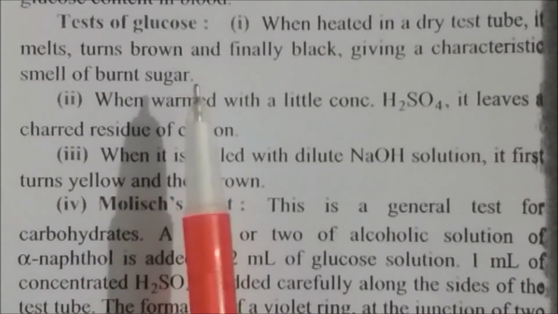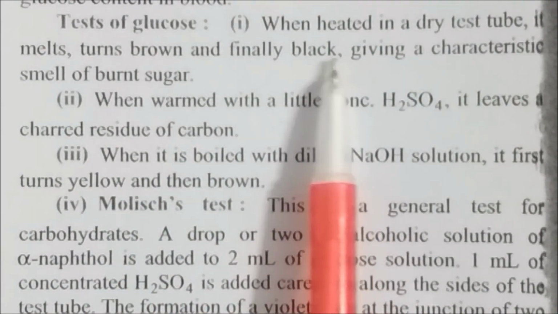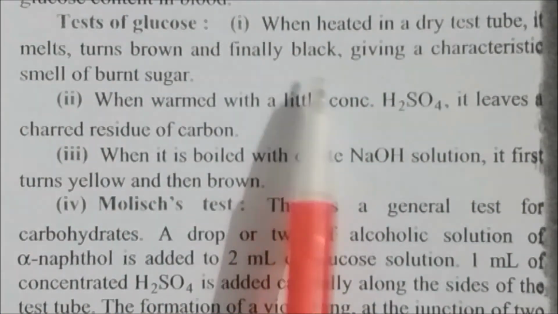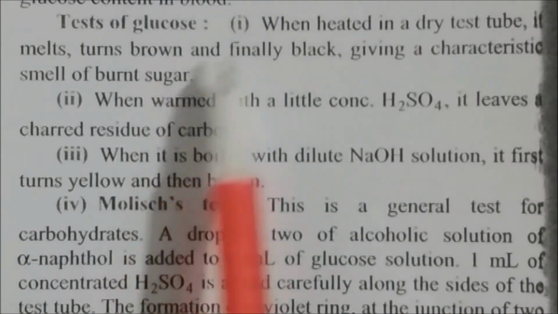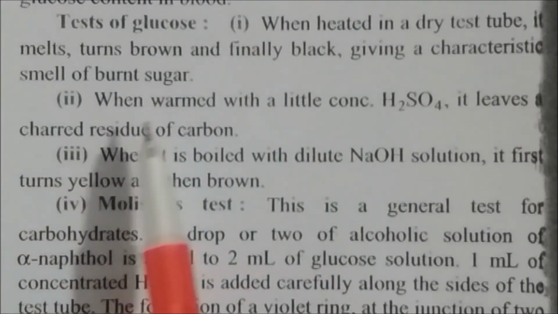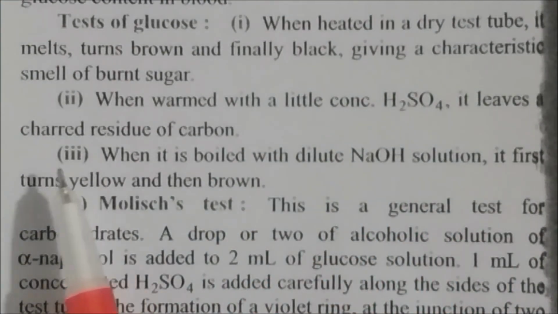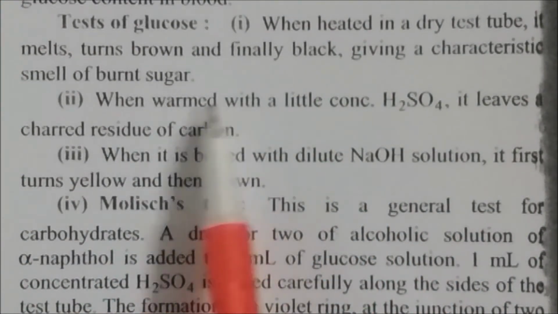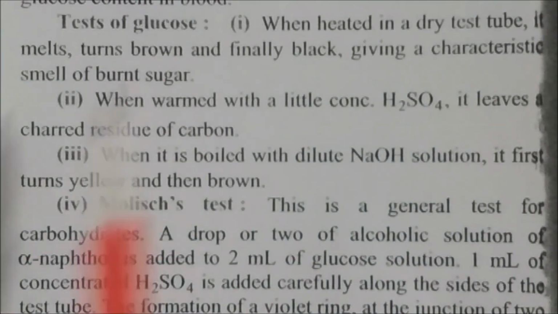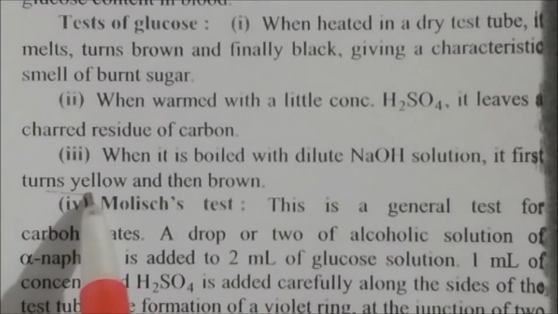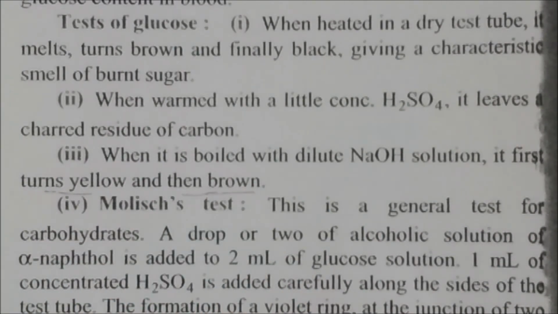Tests of glucose. When you are heating it in a dry test tube, it will melt, turn brown and finally black, giving the characteristic smell of burnt sugar. This is one of the tests. Second, when you are warming with a little concentrated H2SO4, it leaves a charred residue of carbon. This is the second identification of glucose. When you are boiling with dilute sodium hydroxide solution, it first turns yellow and then becomes brown-black.